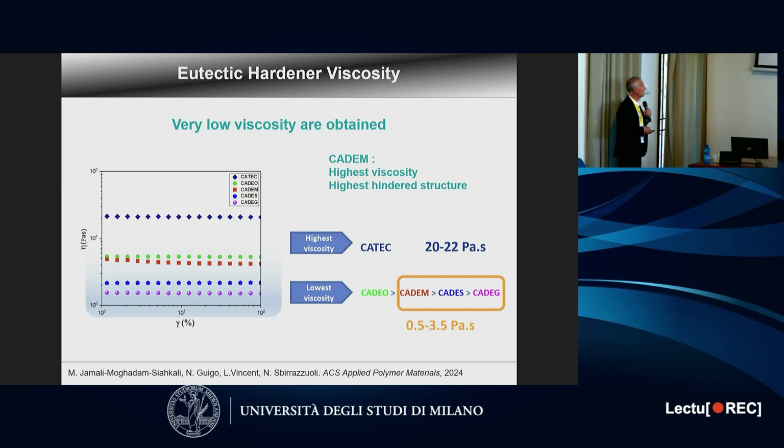Another interesting point is that by making this eutectic hardener, we highly decrease the viscosity. And the viscosity is very important for application. So you can see here that we can obtain very low viscosity, which is very interesting for industrial application.